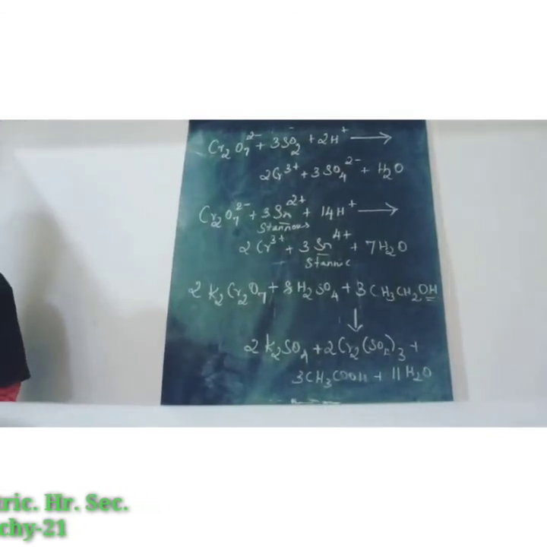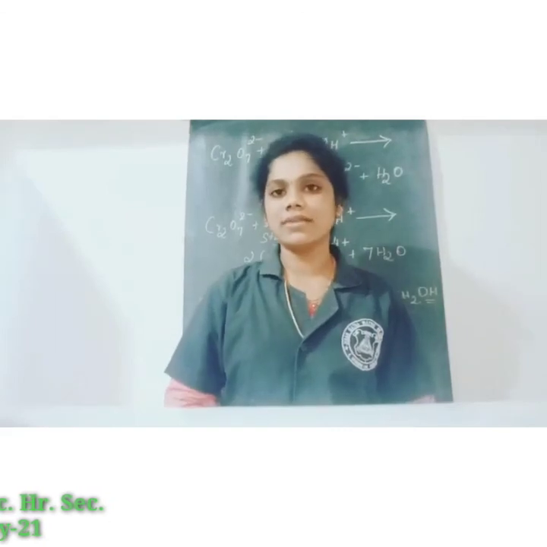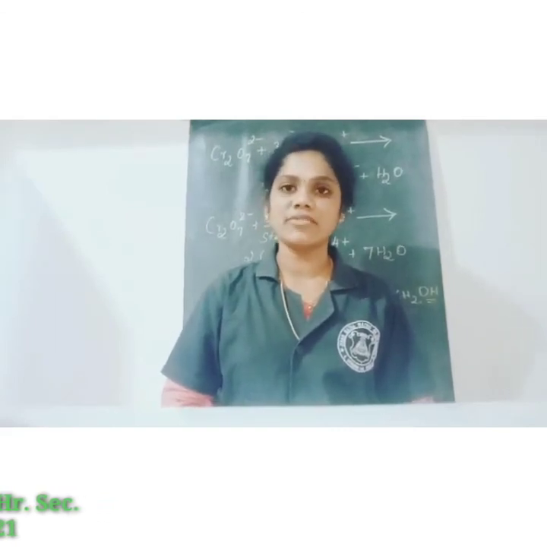So that's all for oxidation in the chemical properties. So that's all for preparation and properties of potassium dichromate.